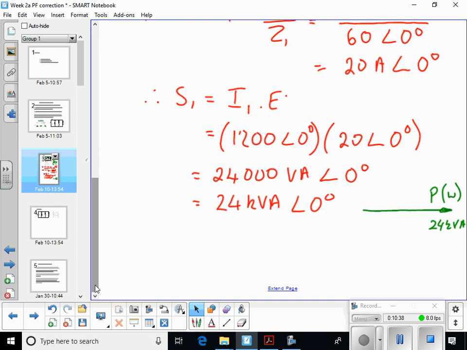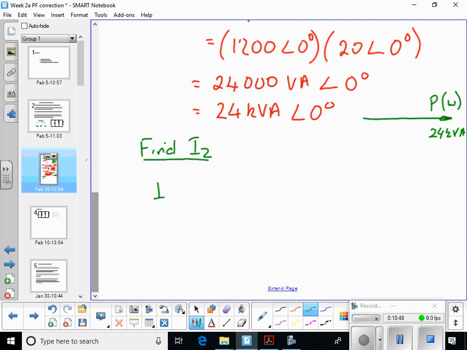Next bit, find I2. I2 by Ohm's law is E over Z2, 1200 angle 0 degrees. Now we've got a little bit of a problem because our impedance is in this form of 6 plus 12J. So we've got one number in polar form and one number in rectangular form.